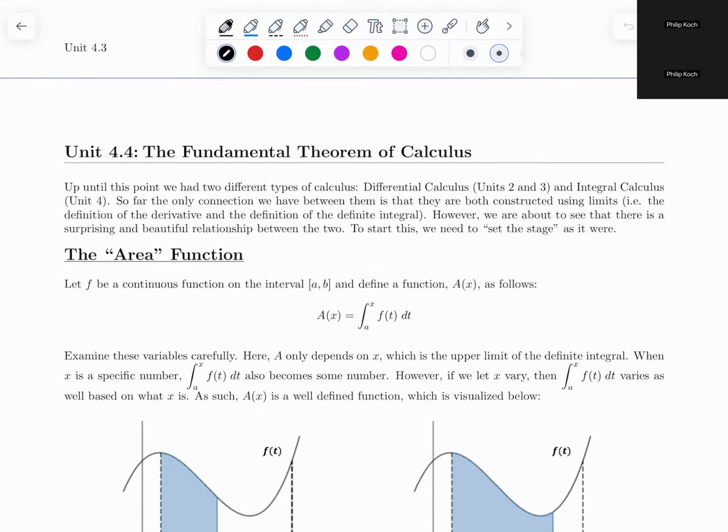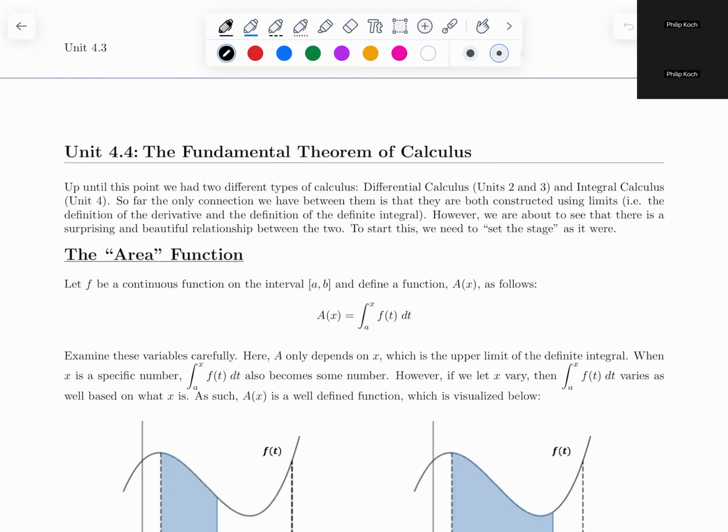But I believe that would, if memory serves correctly, that's what Newton's advisor at his college was working on: the connection between differentiation and integration. So, in order to figure that out, I want you to consider a new function, the quote-unquote area function.